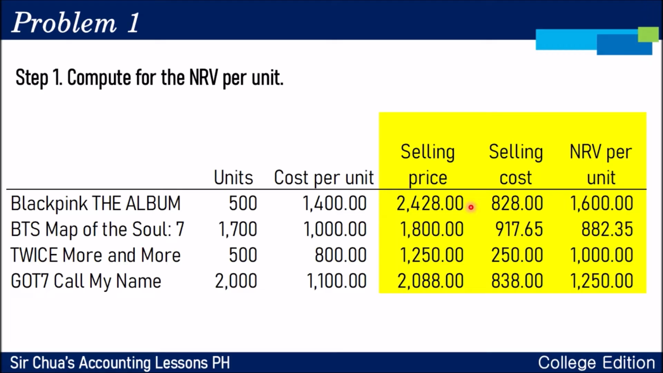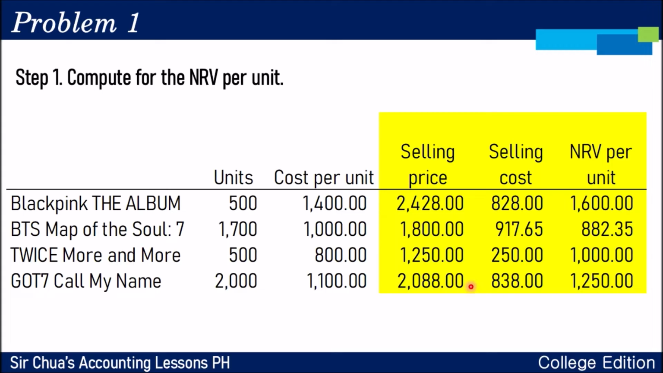And then, BTS map of the soul 7, that's your selling price. And then twice more and more, and then got 7, call my name. Okay, I hope that I was able to give you a realistic selling price for these albums. Comment down below kung medyo mali si Sir Chua dyan.